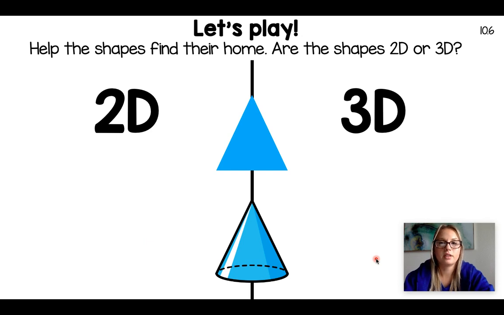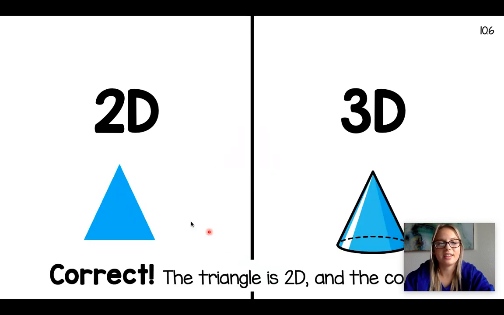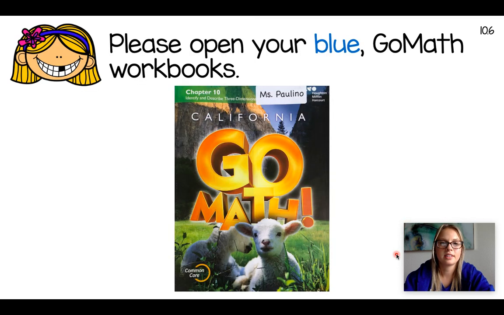Help the shapes find their home. Are the shapes 2D or 3D? The first shape we see is a triangle. This shape here is a cone. Where do they go? Very good. The triangle is 2D and the cone is 3D. Very nice. All right, so we're going to get started in our workbooks.